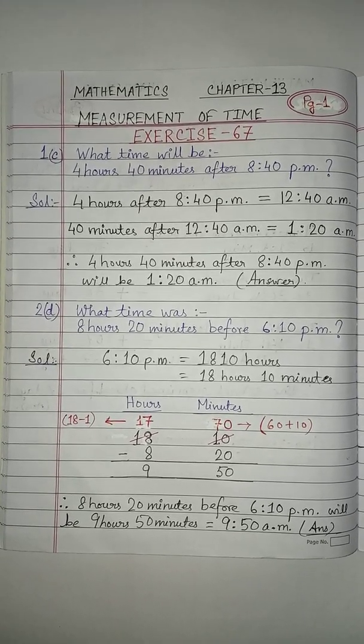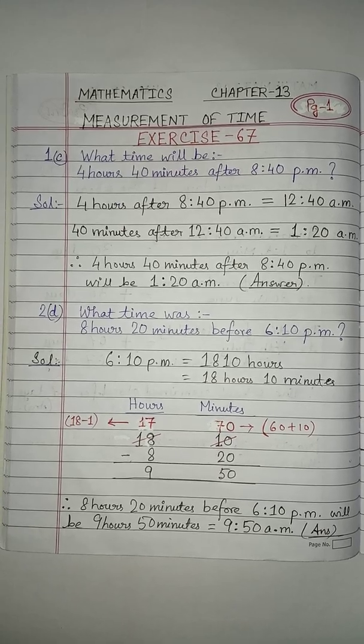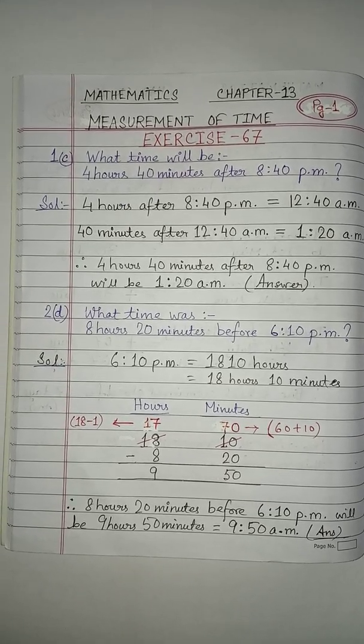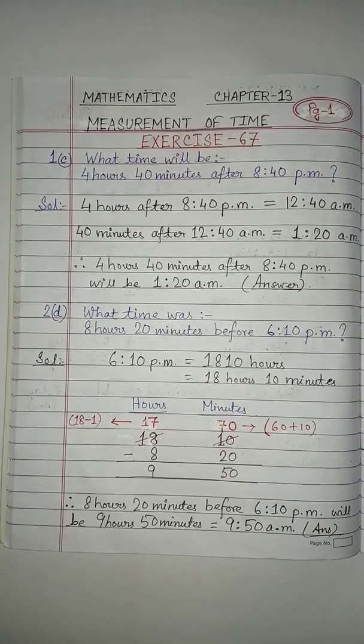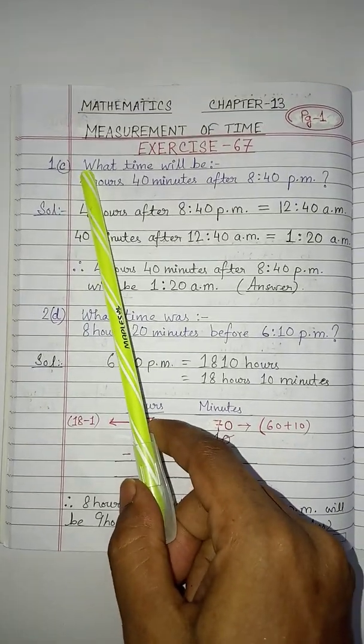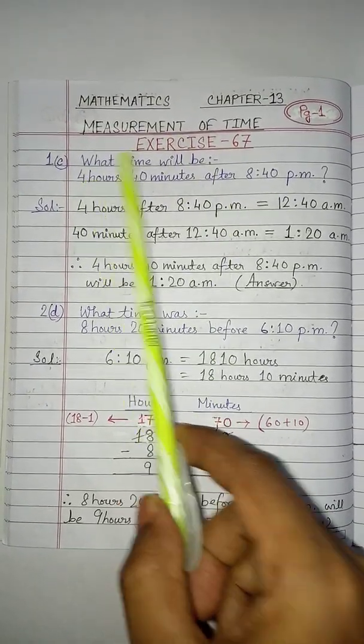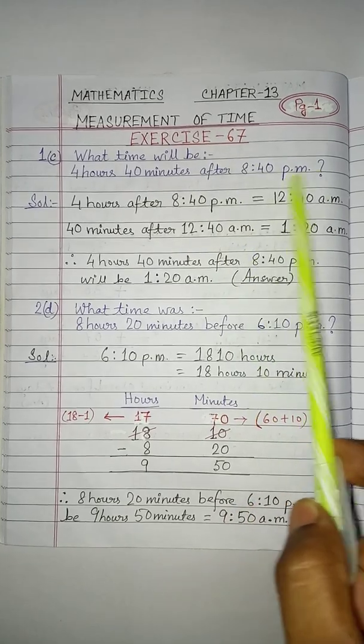In today's lesson we are going to learn how to find out the exact time. So let us proceed with some examples first. Our first example is: what time will be 4 hours 40 minutes after 8:40 pm?